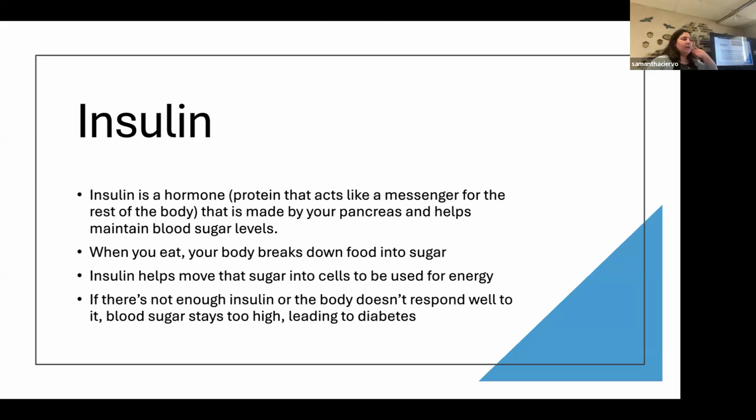Someone brought up a question about management. It's really important that you talk to your doctor about the different ways to manage diabetes. And sometimes for type 2, there could also be lifestyle changes that the doctor recommends. And so it's really important to have that conversation. Okay.